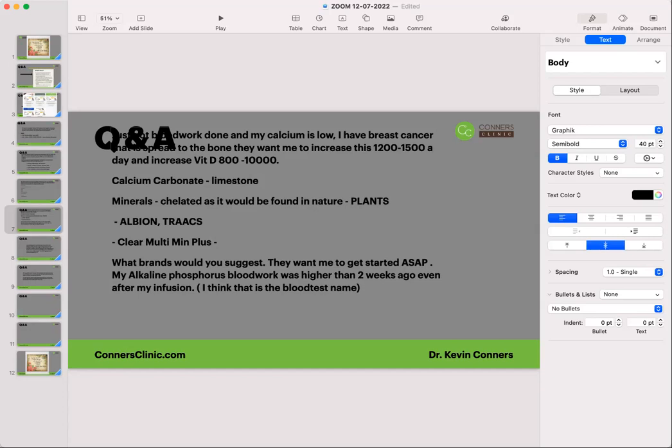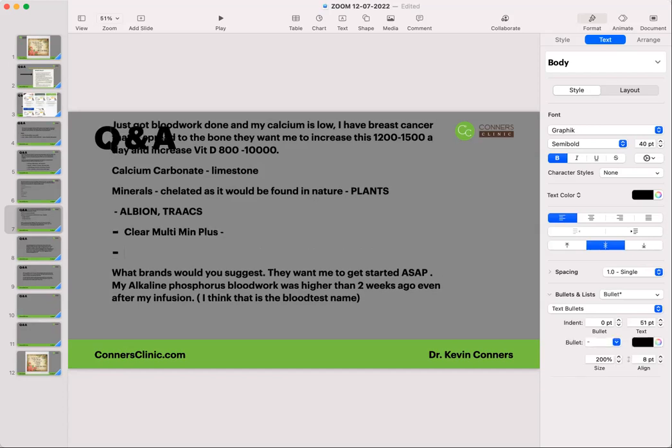It has a good balance of minerals the way you'd find it in nature. It's all albumin-tracks-bound, double-bonded amino acid minerals, so that you'll use it just like you're eating really good plants. That's the way you want your minerals.